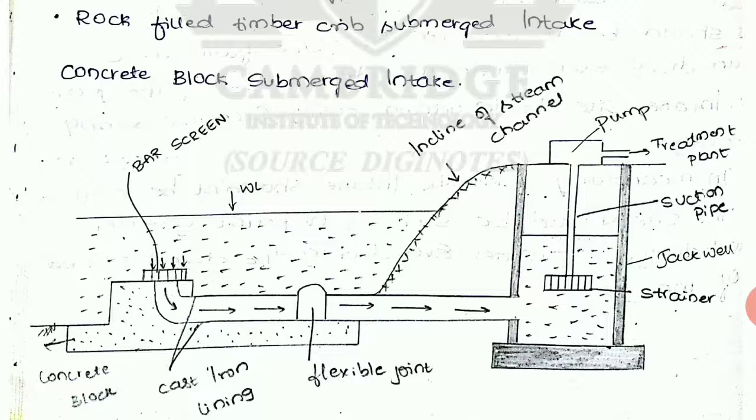And below the sand, sometimes concrete blocks are also used to retain the pipe, and the pipes used are cast iron pipes. And here you can see the flexible joint, because sometimes due to water movement there will be a little movement of the pipe here and there, like vibration, that can be withstood. That's why the flexible joint is provided for the pipes.